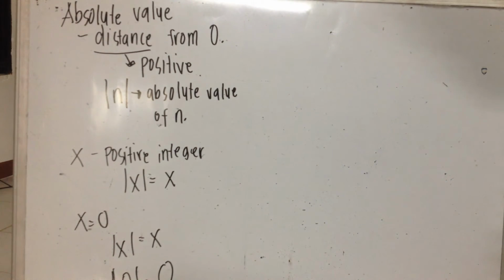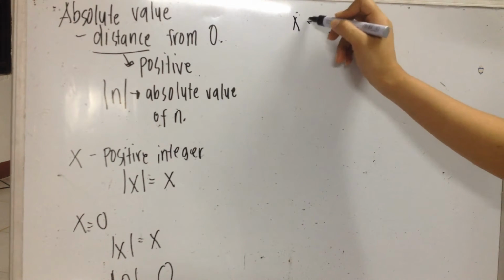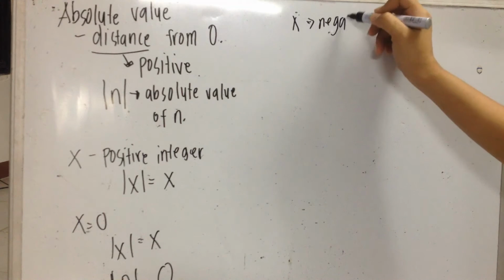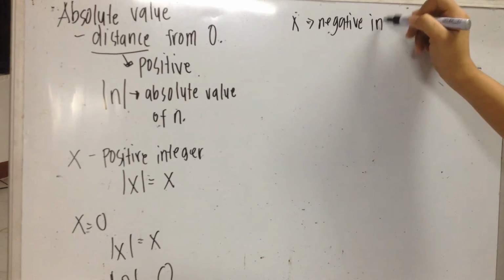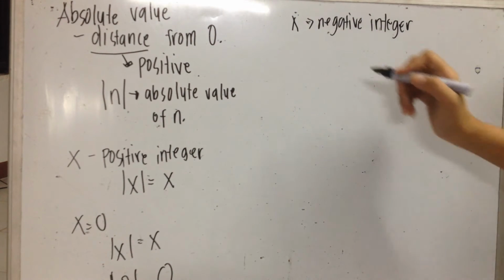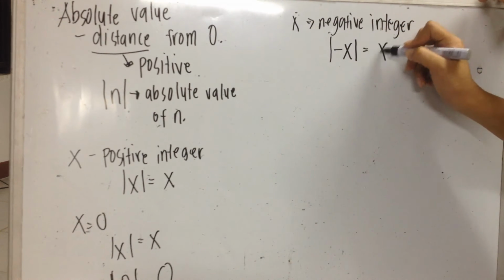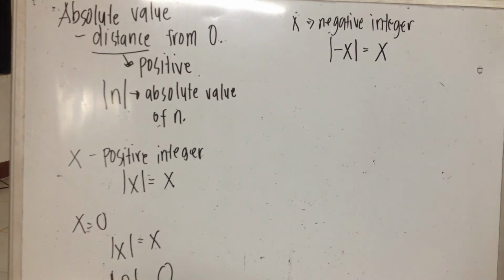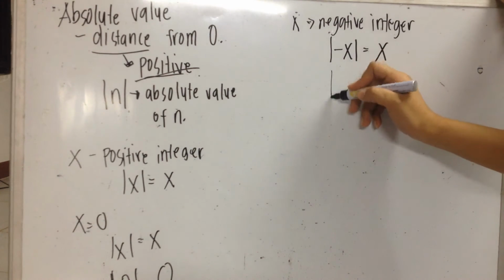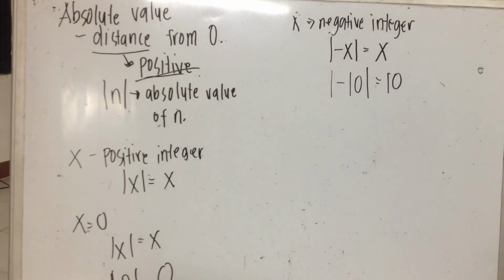Then, the third one, if x is a negative integer, so ano ang absolute value niya? Then the absolute value of negative x is x. Because in absolute value, the distance is always positive. So for example, we have the absolute value of negative 10. So the answer is 10.